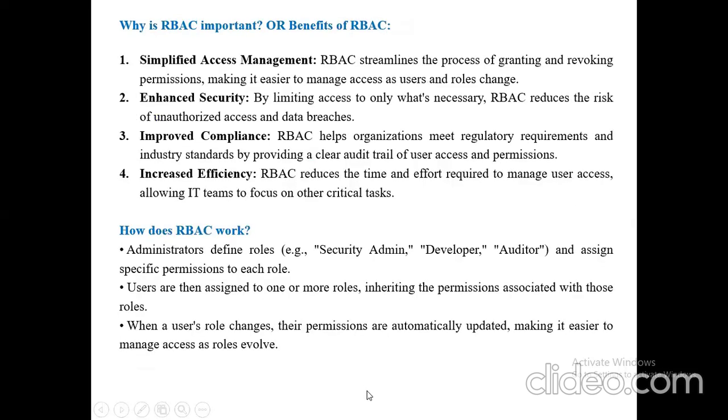So why is RBAC important, or what is the benefit of RBAC? First is simplified access management. RBAC streamlines the process of granting and revoking permissions, making it easier to manage access as users and roles change. Second, enhanced security. By limiting access to only what is necessary, it reduces the risk of unauthorized access and data breaches.